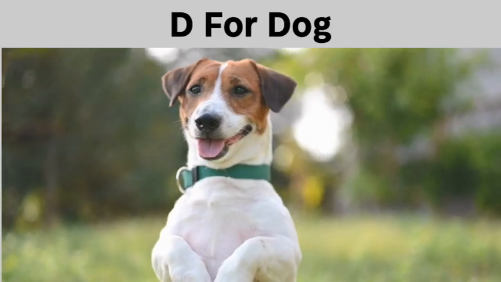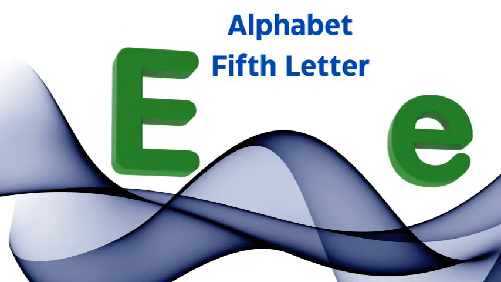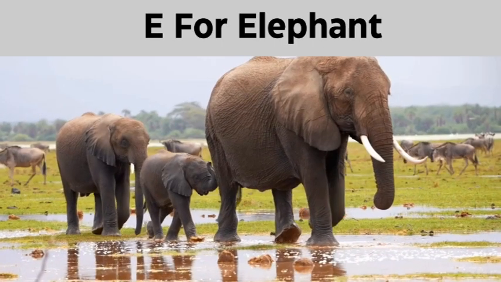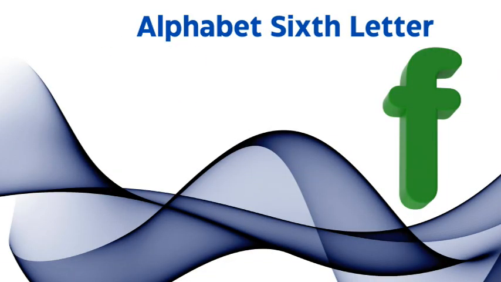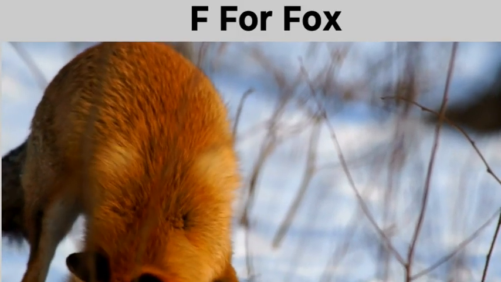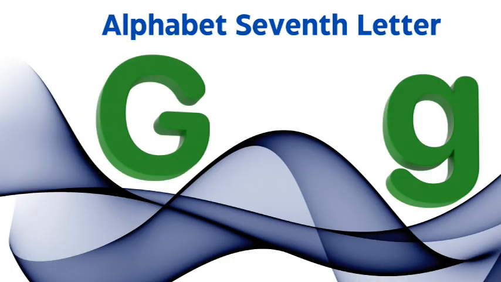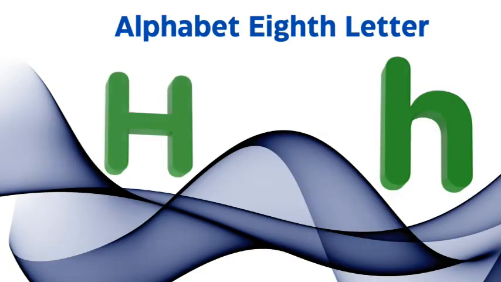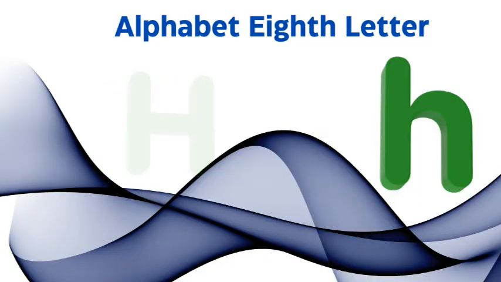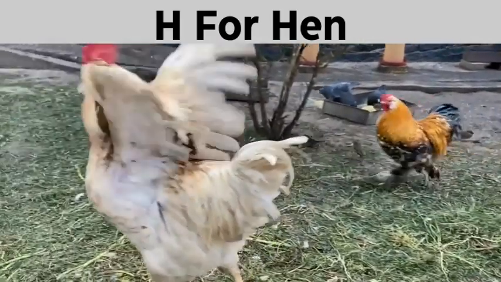D for dog. Alphabet fifth letter E. E for elephant. Alphabet sixth letter F. F for fox. Alphabet seventh letter G. G for giraffe. Alphabet eighth letter H. H for hen.